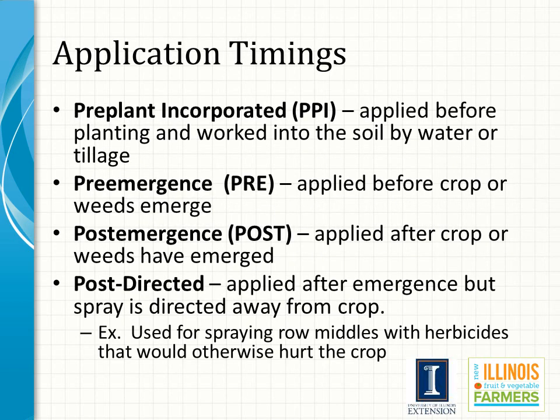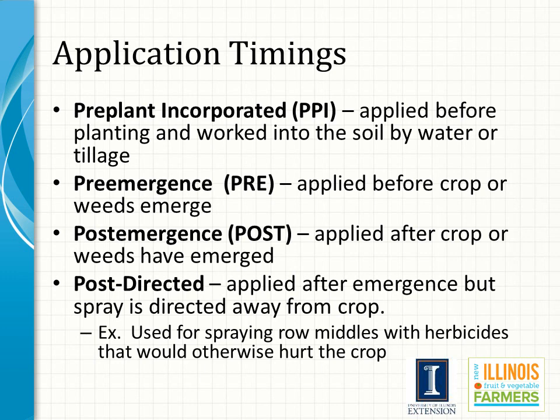There are also many different application timings for herbicides with respect to crop and plant development, so it's very important that you know and understand these. First, we have pre-plant incorporated. This means that you're applying before planting and it's worked into the soil, sometimes by tillage or sometimes by water. Next, we have pre-emergence. So this is a herbicide that is strictly applied before crop or weed emergence occurs. Next, we have post-emergence. This is a product that's applied after the crop and or weeds have emerged.